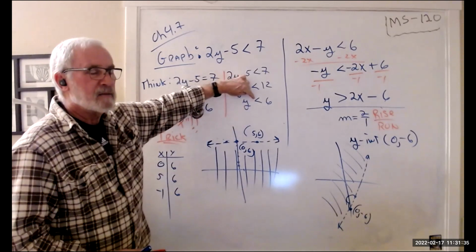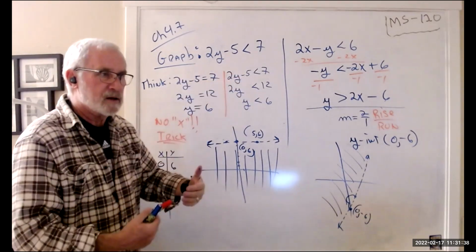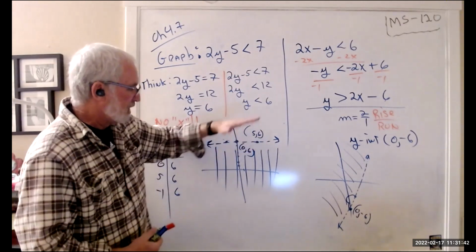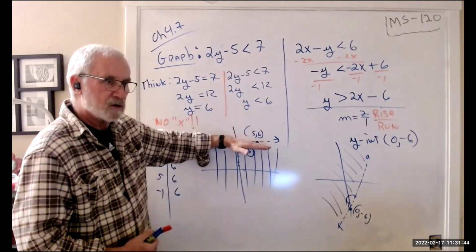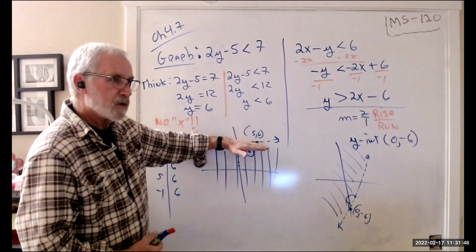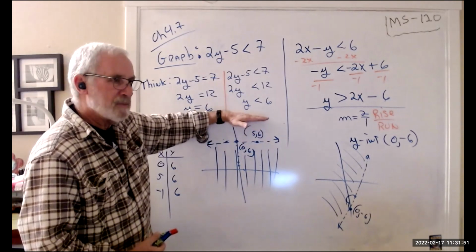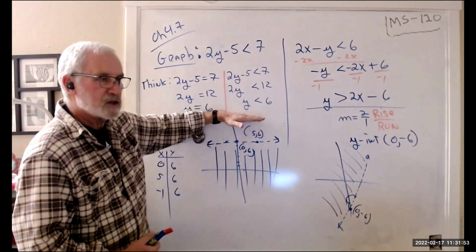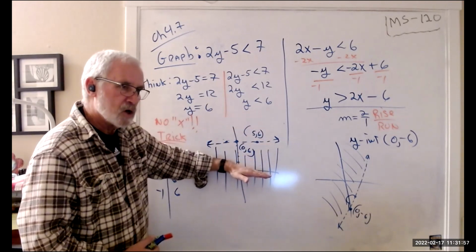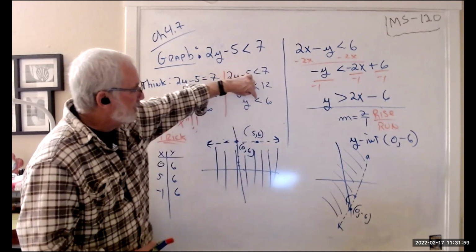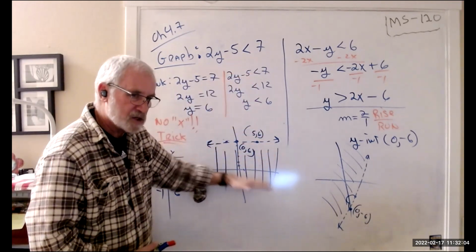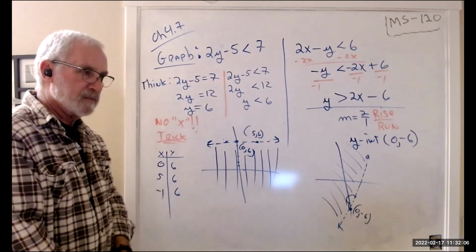Because think of what less than means. Smaller than. This line here represents the line where y equals 6. So up here, I would be bigger than 6, greater than 6. Down here, I would be smaller than 6, or less than 6. But because that symbol is a less than, I want to be smaller than 6. That's why I shaded down there.